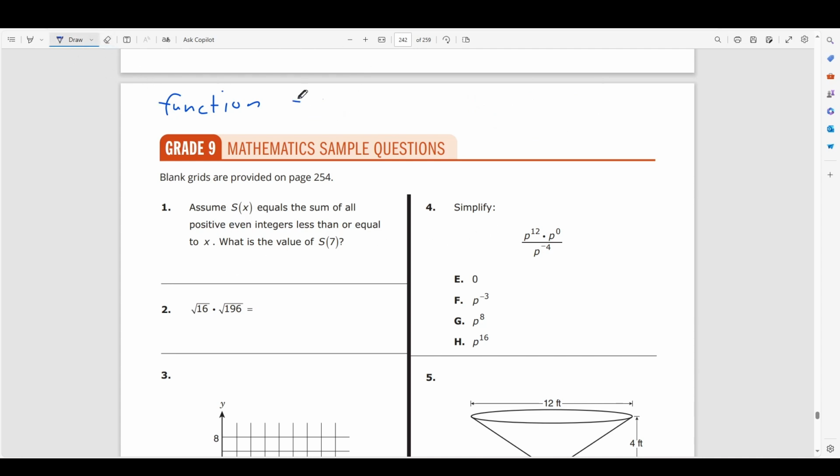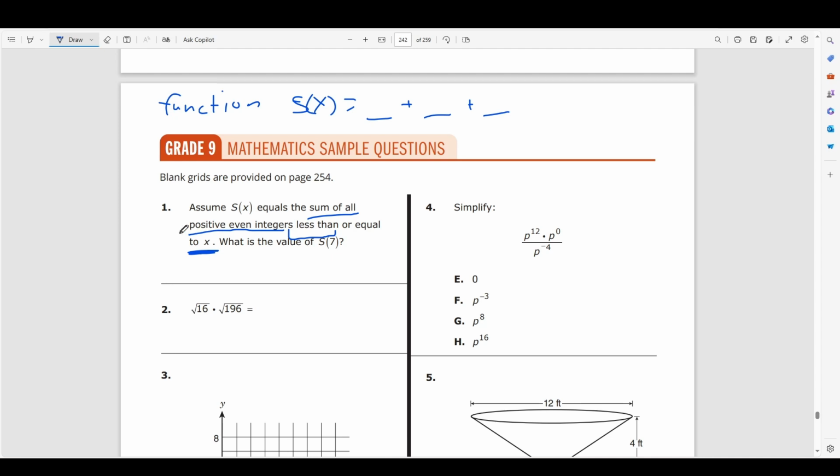So here it says our function s of x is equal to the sum of all positive even integers. So we're going to be adding numbers. S of x is equal to this plus this plus this, and it goes on forever, right? But it's saying that it's the sum of all positive even integers less than or equal to x. So you're going to be adding these numbers that are less than or equal to x. When we add these numbers up, they're not going to pass the value 7. They're going to stop before we reach 7. Now let's see what kind of numbers we're adding.